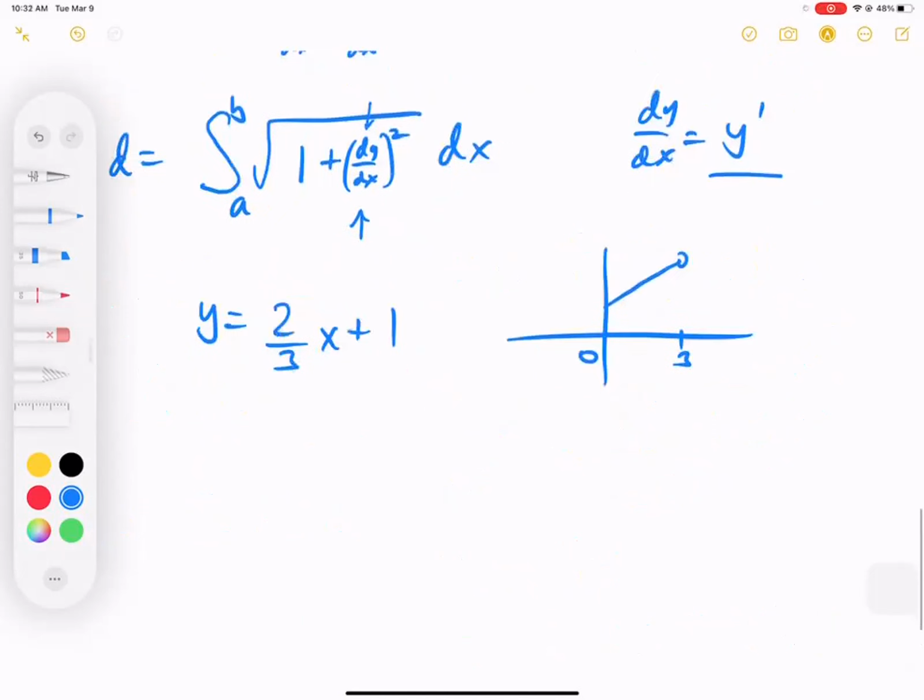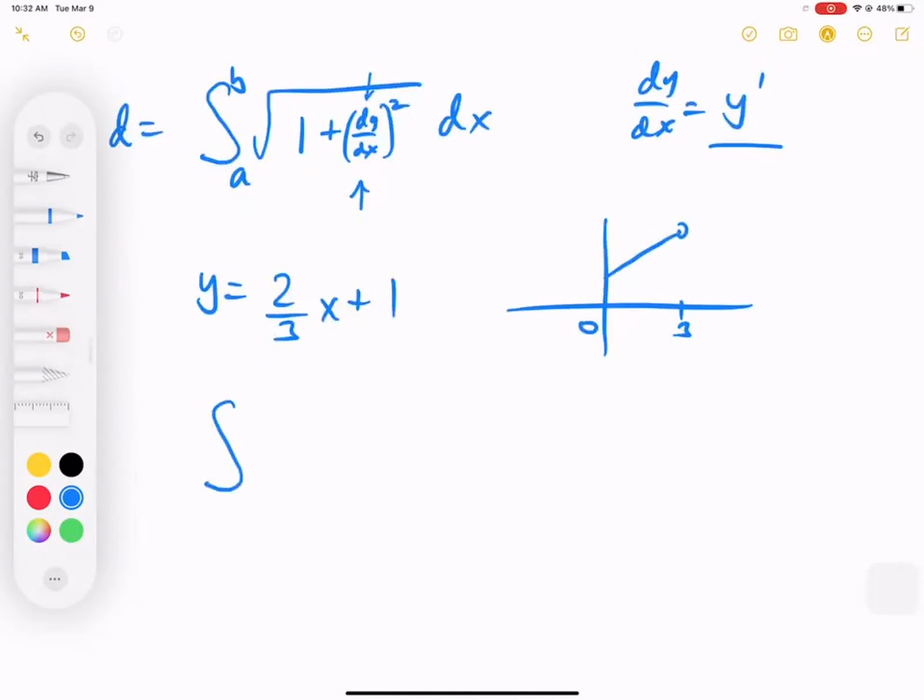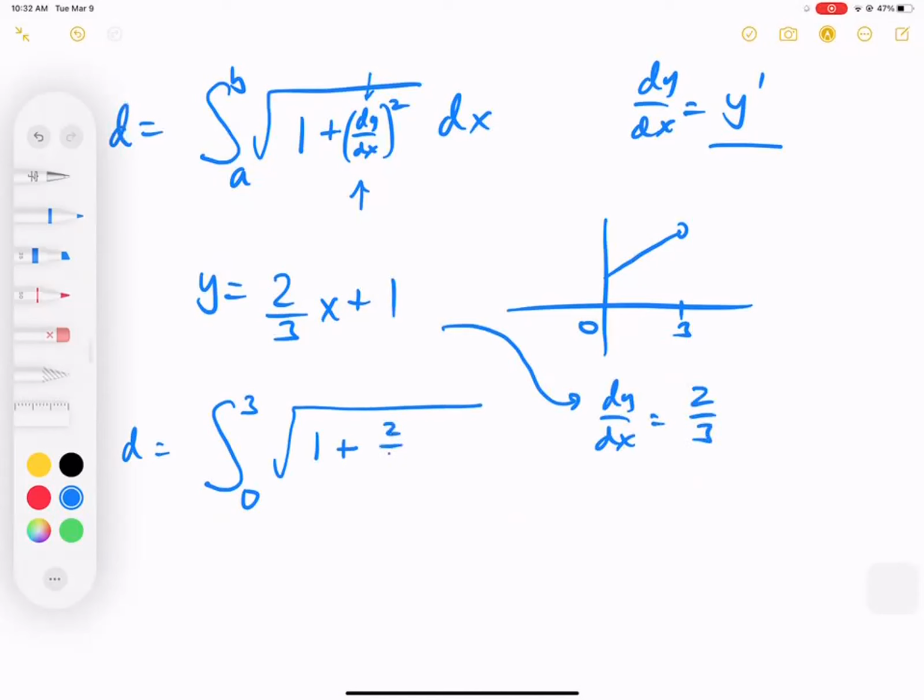So here we go. We're going to plug it in. The integral from a to b, from 0 to 3, of what's my distance formula? The distance formula is the square root of 1 plus, okay, we have to find what dy over dx is. So the derivative dy over dx is simply 2 over 3. You guys feel okay about that? 2 over 3. We're going to square it. Careful, we have to square it. And dx.